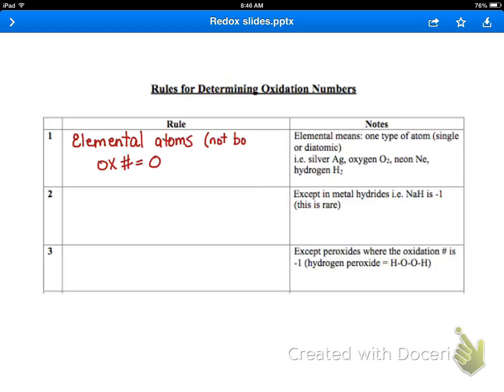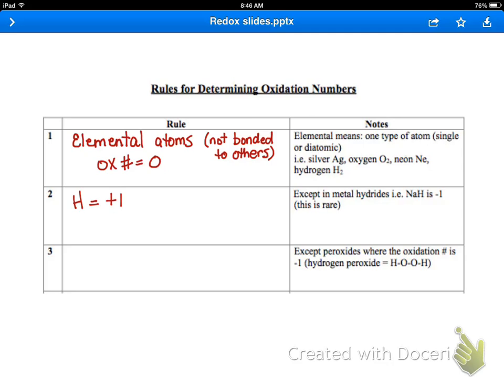Here are the rules for determining oxidation numbers. Elemental atoms, which are not bonded to anything else, have an oxidation number of 0. This includes anything that's all by itself, and also things that are all alone but diatomic, like O2 and H2. Those also have an oxidation number of 0.